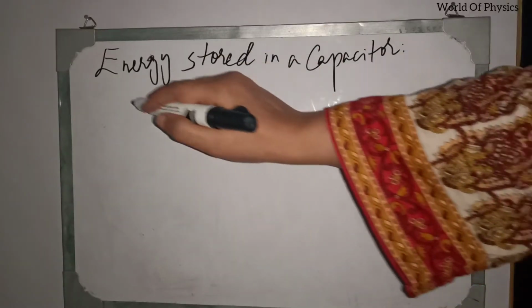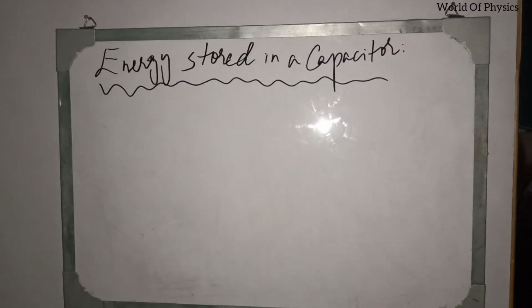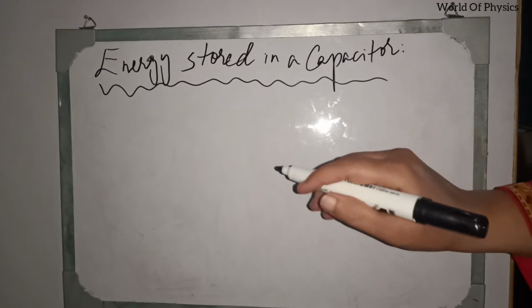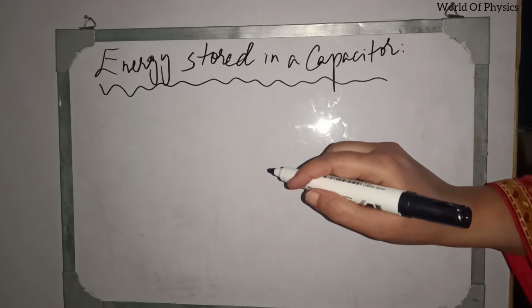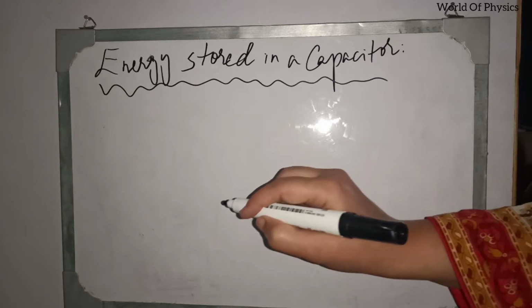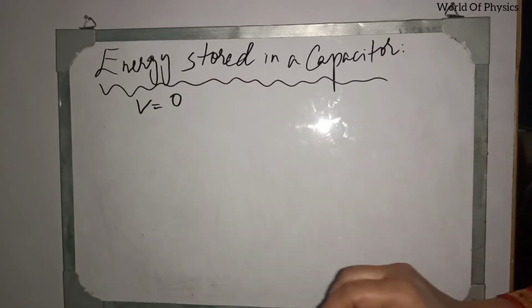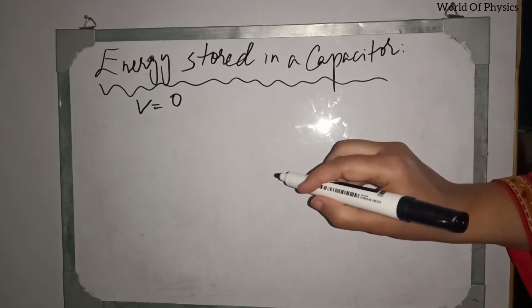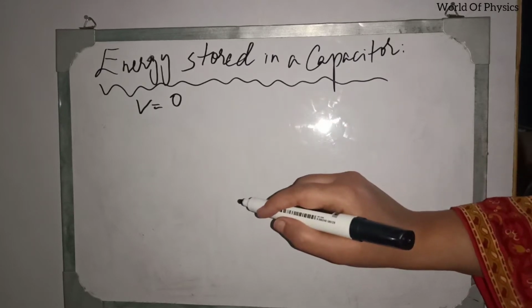Today our topic is energy stored in a capacitor. To find energy stored in a capacitor, we suppose that initially a capacitor is uncharged. When the capacitor is uncharged, obviously the potential is equal to 0. After some time, we will charge the capacitor because we will provide the potential difference V to the capacitor.